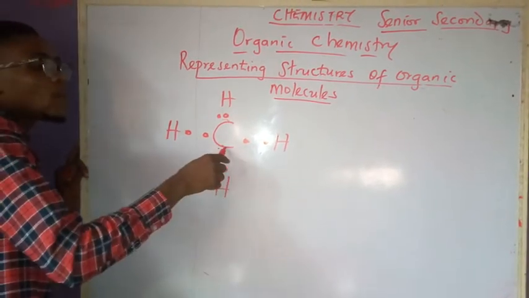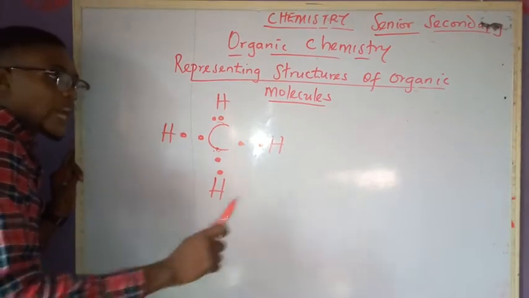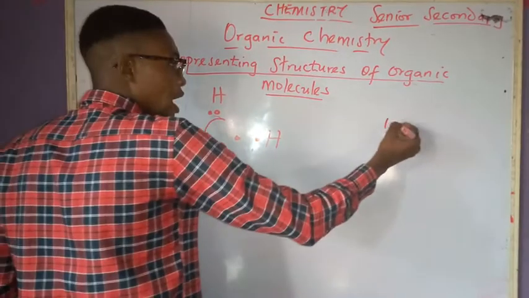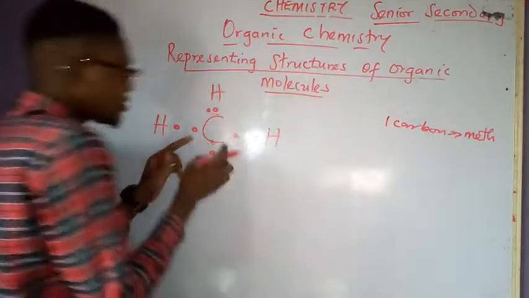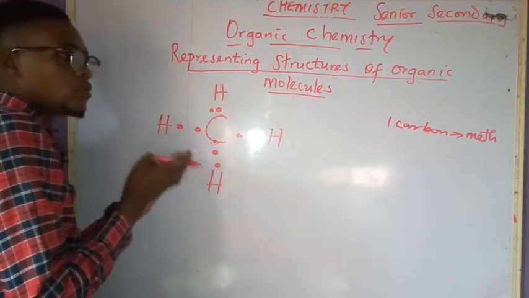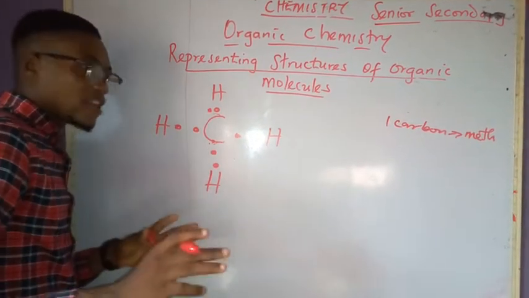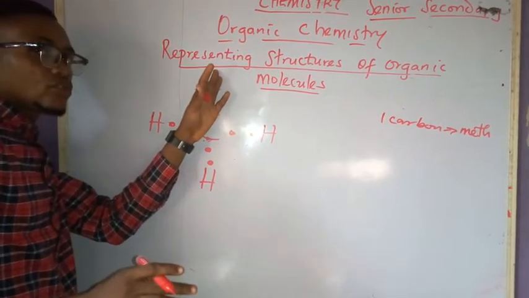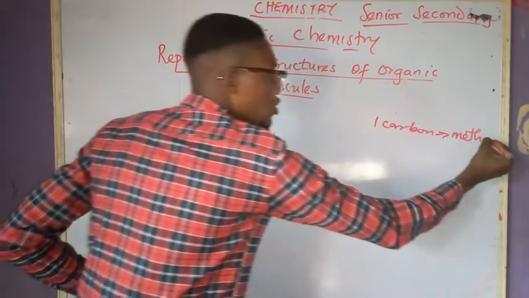How many carbon atoms are we having in this molecule? We are having just 1 carbon atom. So because it is 1 carbon atom, it is called meth. But we have all single bonds. This is a single bond molecule. If it's a single bond, then it belongs to the alkane family. We are still coming to that. We are still representing structures. So the name of this molecule is what?